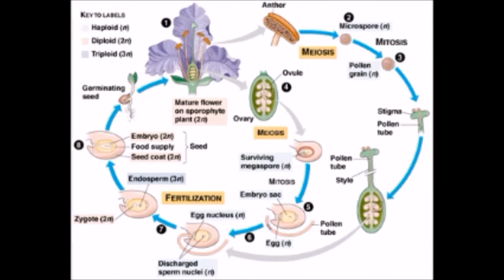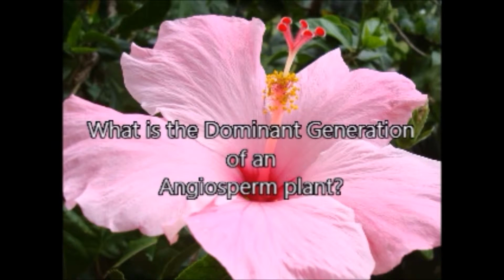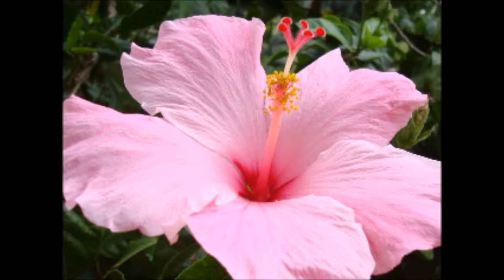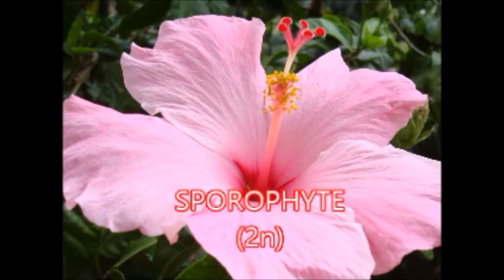Now, this is just a visual diagram of the reproductive cycle of the angiosperm plant. What is the dominant generation of an angiosperm plant? The dominant generation of an angiosperm plant is the sporophyte, such as this flower.